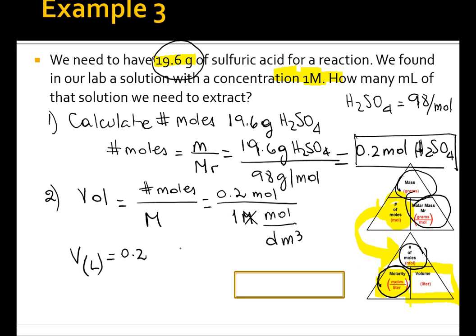The problem is that we do not want the volume in decimeters cubed. We want to calculate the volume in centimeters cubed, so we need to multiply that by 1000. So the solution is going to have the number of moles that we require in 200 centimeters cubed in this case, or 0.2 decimeters cubed. This is not the only way of calculating this, but this is the one that I think is going to be easier for you.